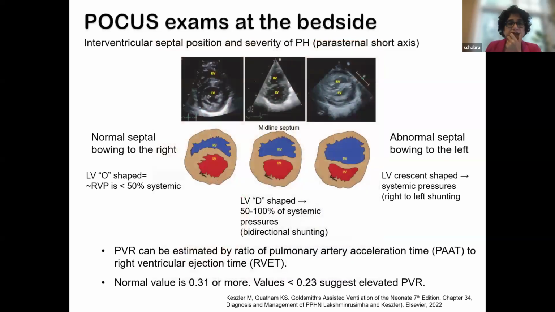So highlighting that, normally there is septal bowing to the right because the left-sided pressures are higher, but there could be a midline septum if there is bidirectional shunting. Then the bowing to the left, which is abnormal septal bowing, is created by the right to left shunting.